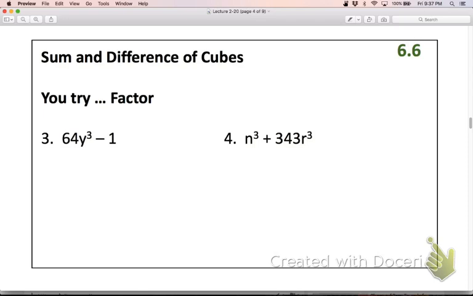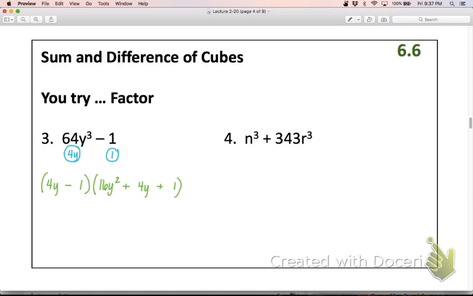So for number 3, hopefully you notice that this is 4y being cubed, and this is 1 being cubed. So when you plug into the formula, you should get A, B, A squared, so that's 16y squared, AB, so that's 4y, because it's just times 1, and then B squared, which is 1 squared, which is 1. And now we SOAP it, same, opposite, always positive. Ta-da!